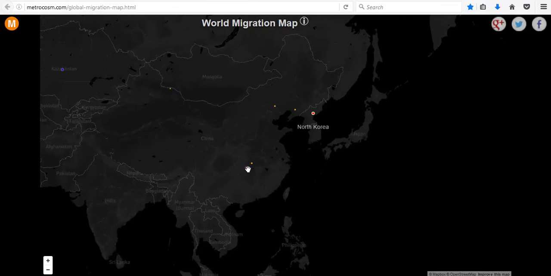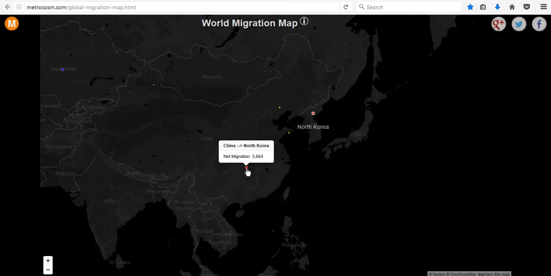So what this means is, if it's a red dot, that means for that country, so for China, it has a negative net migration flow with North Korea. What that essentially means is that in China, there are more people going to North Korea than North Koreans going to China.